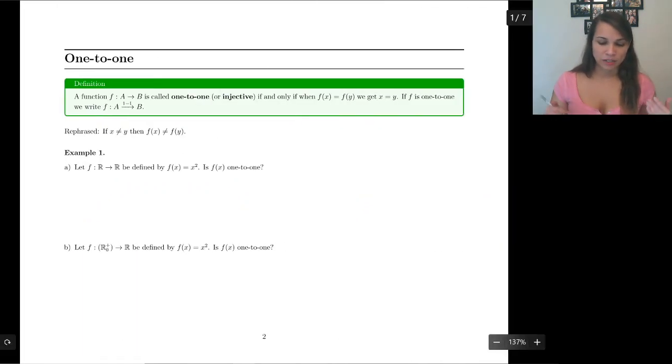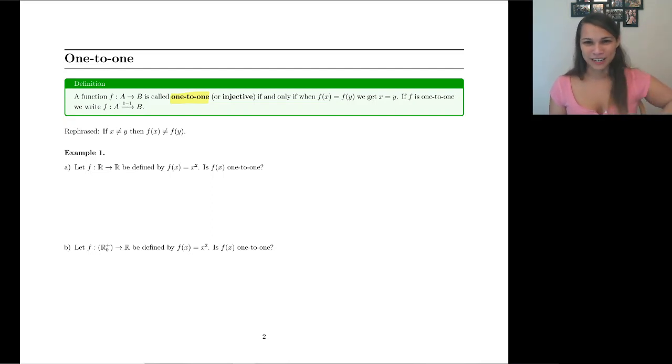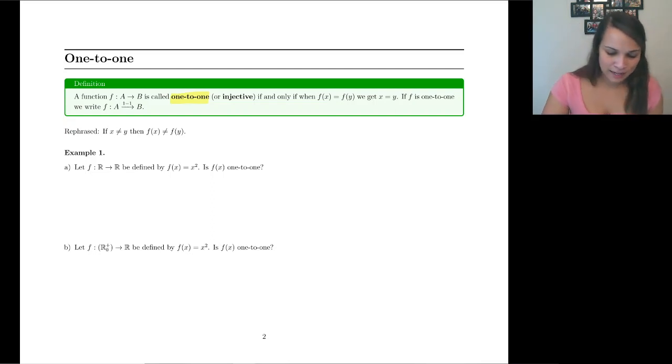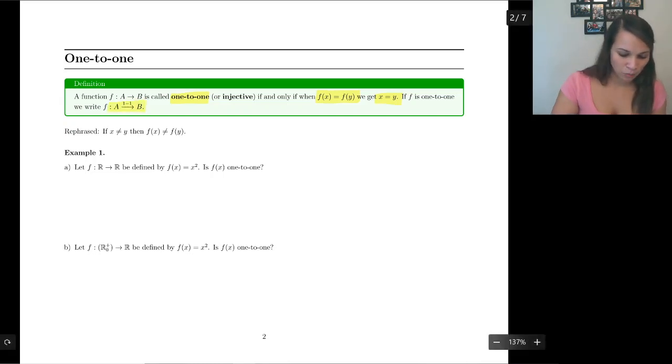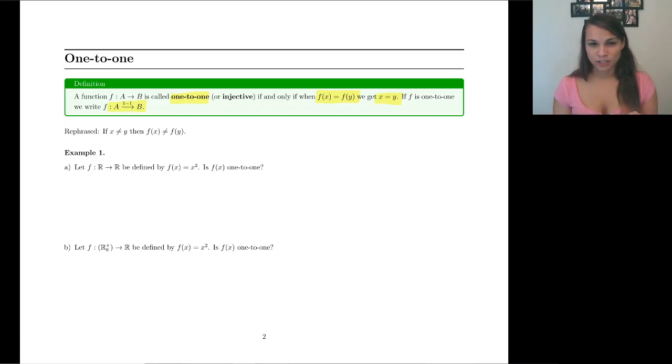we're going to talk about today, which is one-to-one functions. So we say that f is a one-to-one function, or injective. That's the fancy name, but I will not be using it. If, when the outputs of two elements are equal, we get that the inputs must also be equal. We can denote this by writing a little 1-1 over the function mapping arrow, if we're being lazy and we don't want to write out f as a one-to-one function.